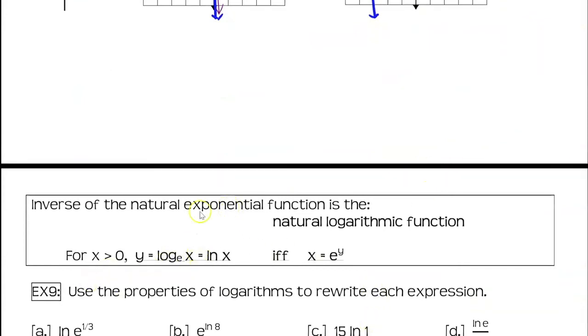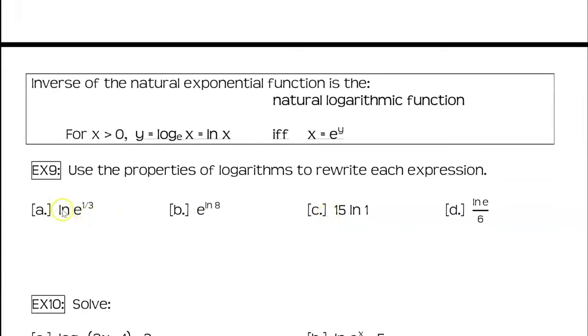Okay. Inverse of natural exponential function, so e to the x, in this case e to the y, the inverse of that is log base e. Okay, and log base e is typically written as ln. It's Latin for some version of natural log.